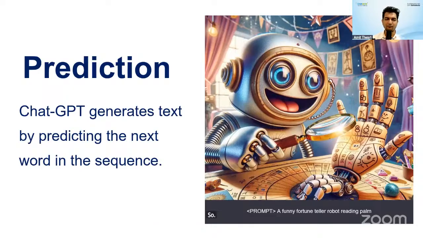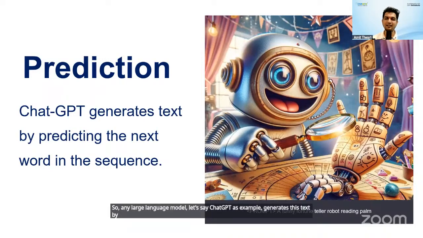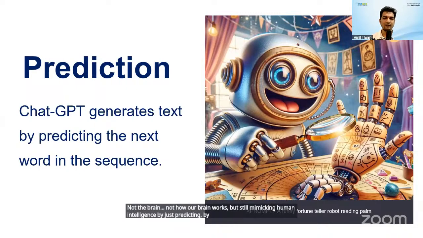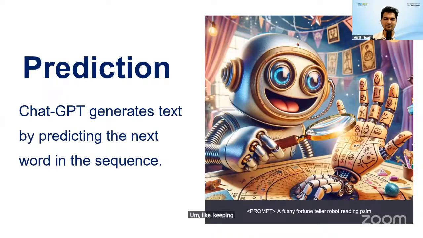Any large language model, let's say ChatGPT as an example, generates text by predicting the next word in the sequence. And that's the beauty of large language models. It's not how our brain works, but it still mimics human intelligence by just using probability, using some mathematical concepts, like keeping words as vectors, and then predicting the next word in the sequence.